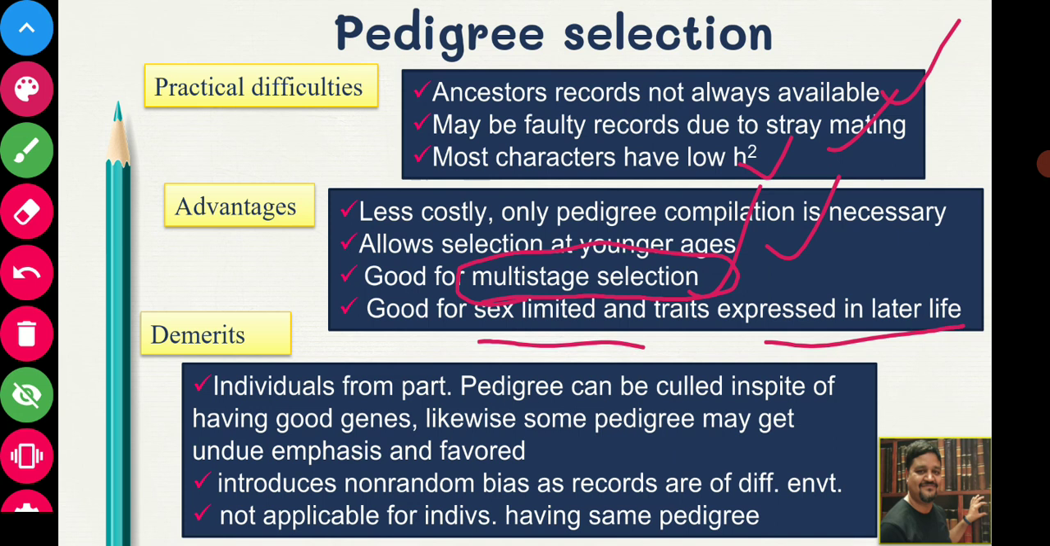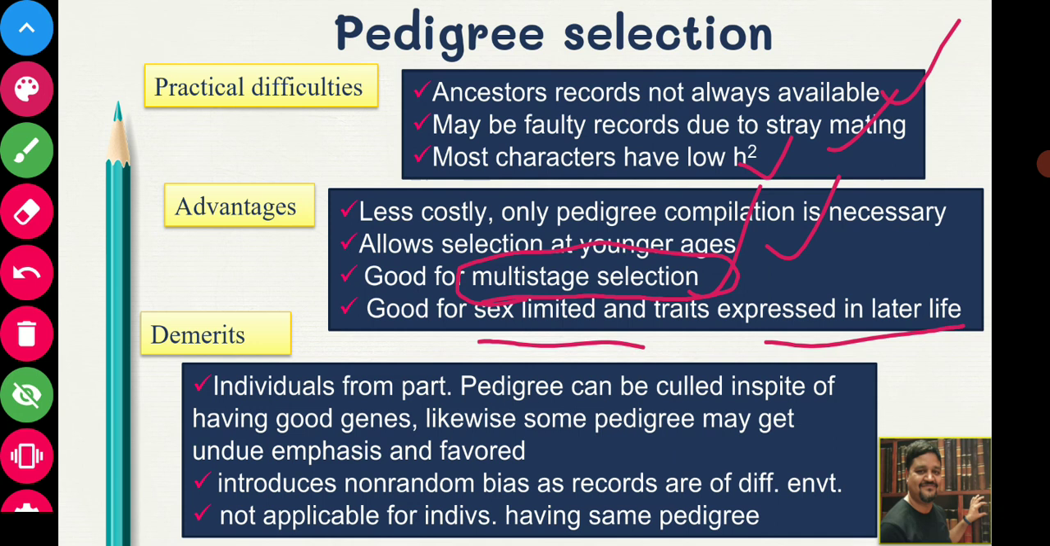And then similarly, a trait expressed in the latter part of life. That means even if the animal is dying, you don't have to bother, because you have already selected the individual on the basis of its pedigree.